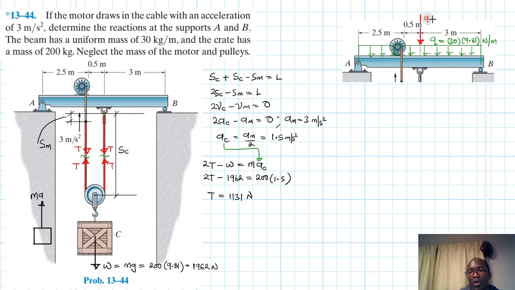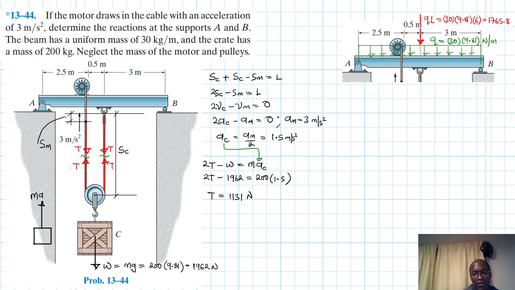So this equivalent force just becomes Q by L, which is equal to 30 by 9.81 by 6. This is equal to 1765.8.